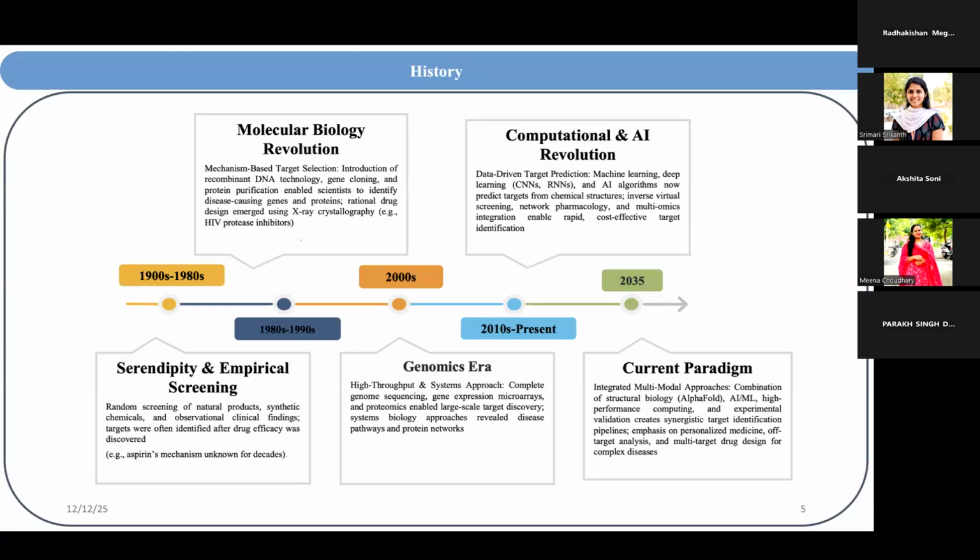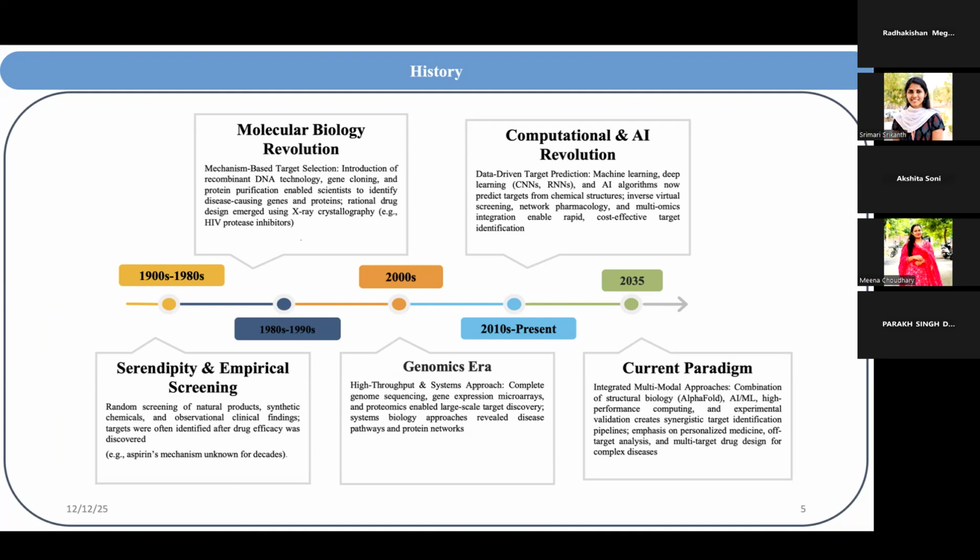So let's see a short history of how target identification started. In the earlier era, from 1900 to 1980, it was a trial and error method. They would take natural products like plants, fungi, and bacteria from soil and screen them, exposing them to organisms and bacteria to see what happened. Their problem was that they had no idea how it worked and why, or what the target was. After that, in the 1980s to 1990s, came mechanism-based target selection.